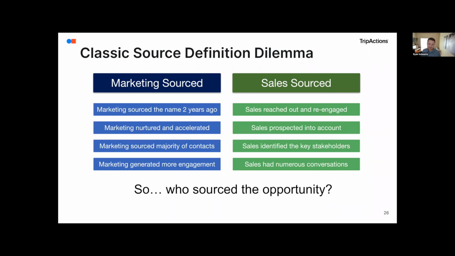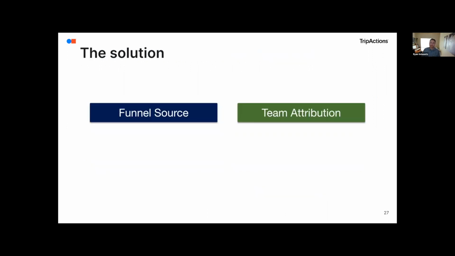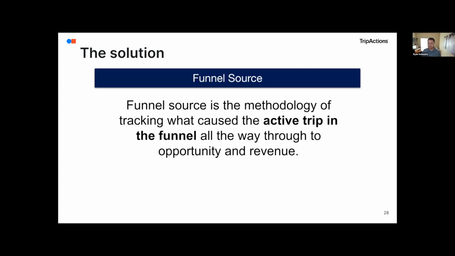So who sourced the opportunity? I think legitimately both have an argument here as to sourcing it. This is where it can become conjecture if you don't have an ironclad definition of what source is. But it's also because you're trying to fit too much into one definition. So this is where we can have funnel source and team attribution. Let's talk about funnel source first.